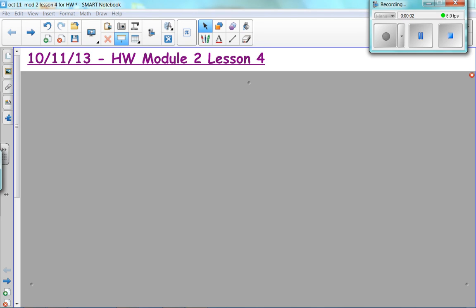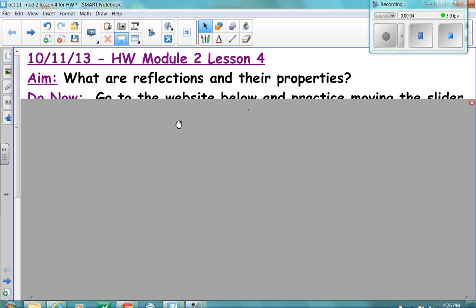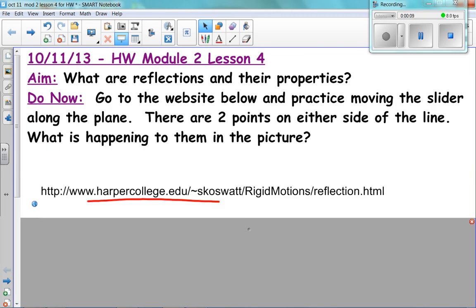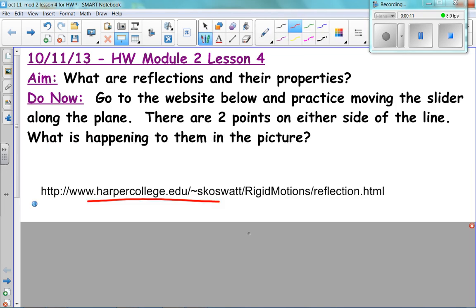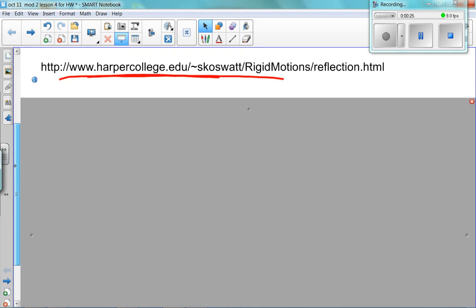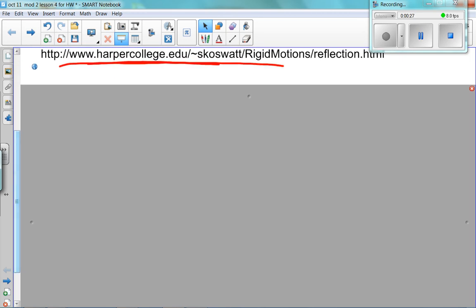This is Module 2, Lesson 4: What are reflections and their properties? Please go to the website listed right here and observe what happens when you slide the button. Observe what happens in the picture. There are 2 points on either side of the line, and you want to observe what's happening in the picture. Please pause the video while you do this.